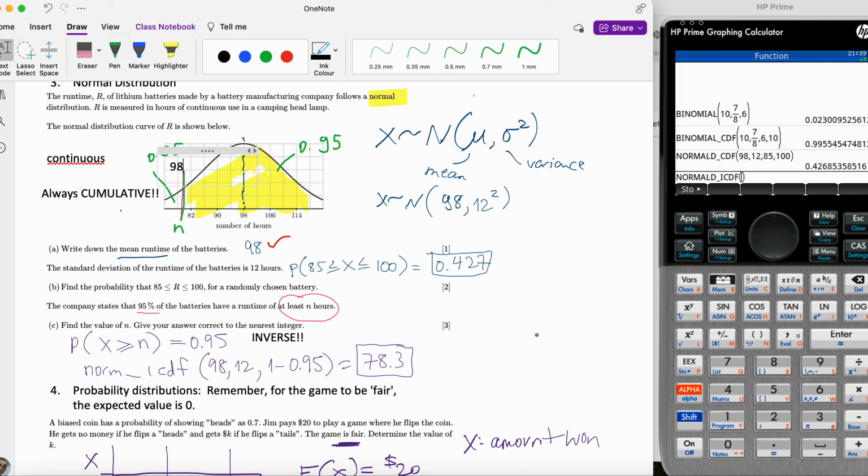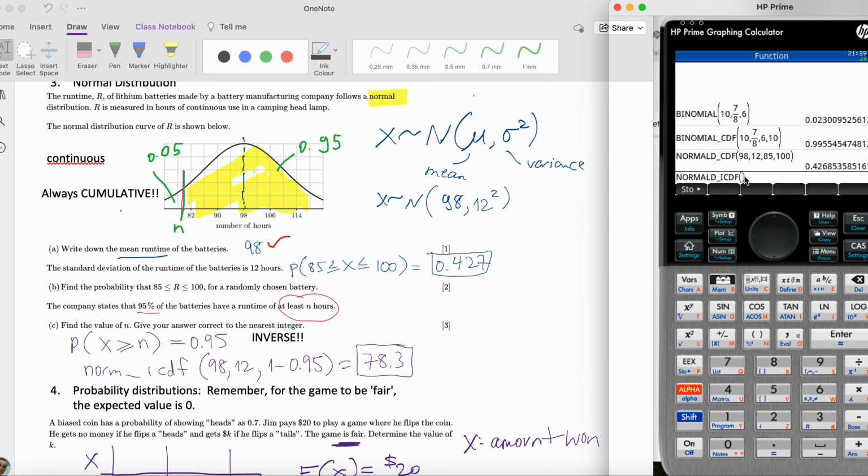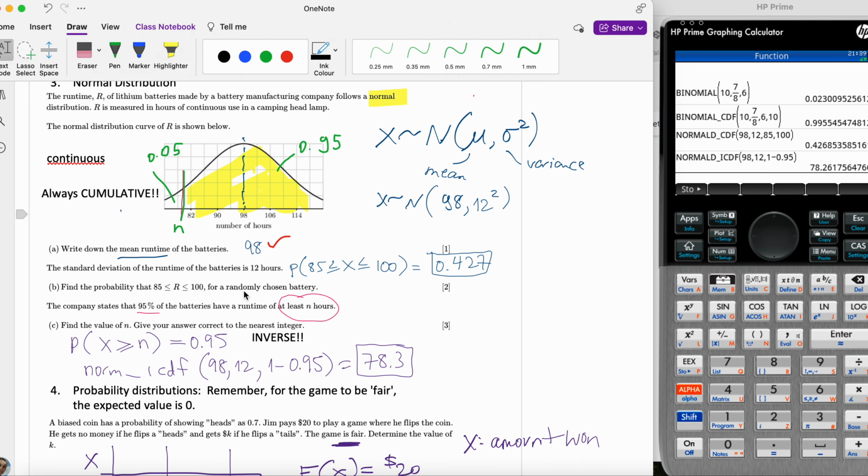Okay, 98, and then 12, and then 1 minus 0.95. You can just type in 0.05. Okay, 78.3. It should make sense. It should be some sort of low number, because 95% of that area is more than that.